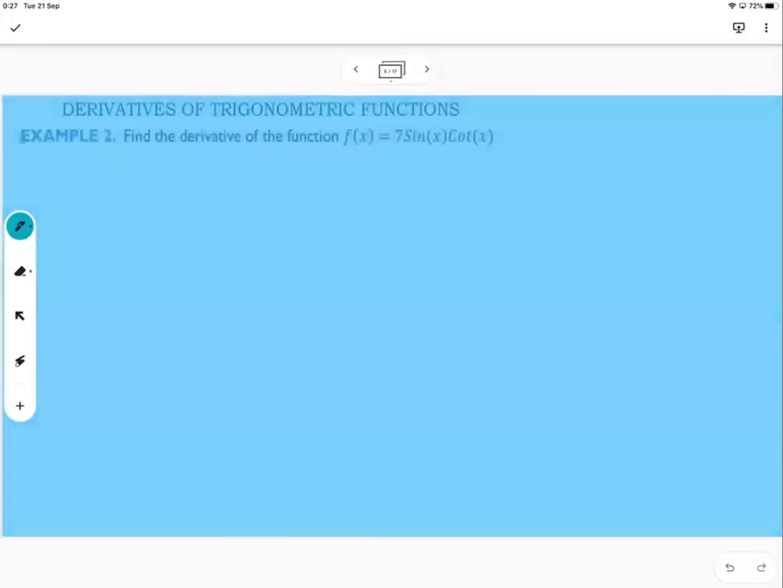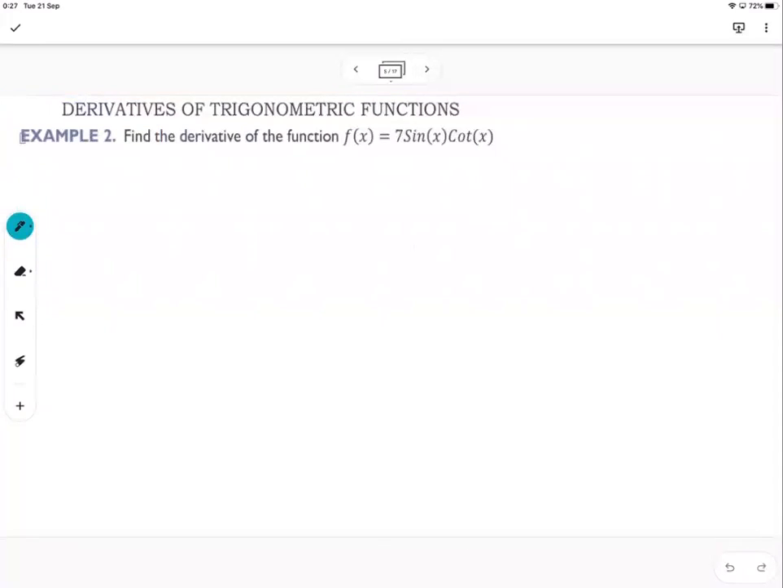Okay. Number 2. The instruction is the same. Find the derivative of the function f of x equals 7 sine of x cotangent of x. Okay. Now, since we have 2 trigonometric functions multiplying, you may think of using the product rule, where u is 7 sine and v is cotangent. But that will be very long.